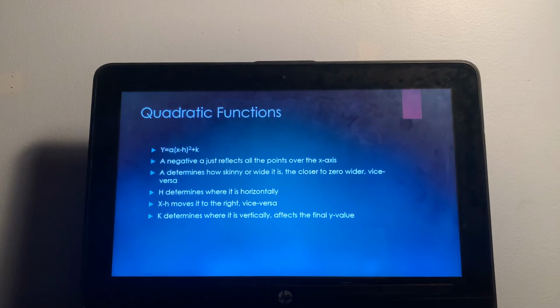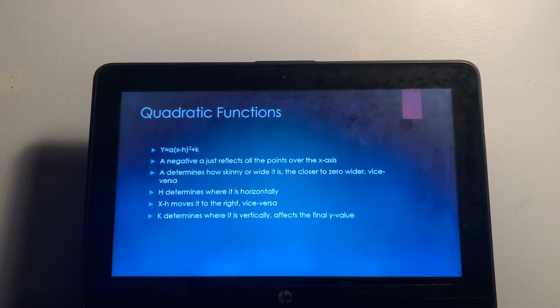h determines where it is horizontally. This is hard to remember for many people, but you have x minus h. If it's x minus a number, it moves to the right by h. But if it's x plus h, that moves it to the left by h. Because if you think about it, if you do x minus h, then x has to be higher, or farther to the right, to get the same answer.